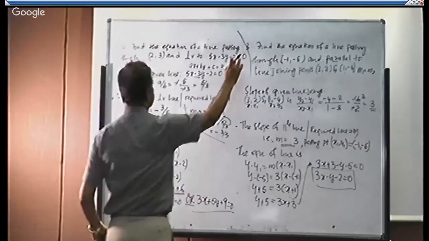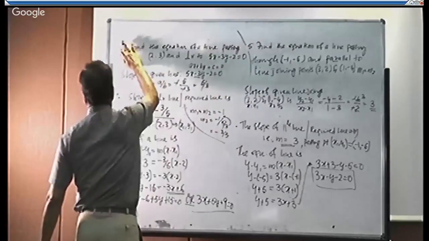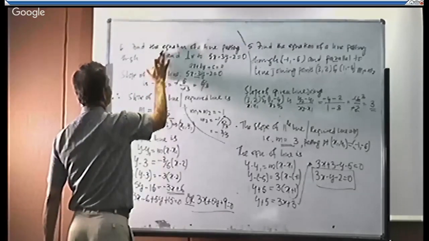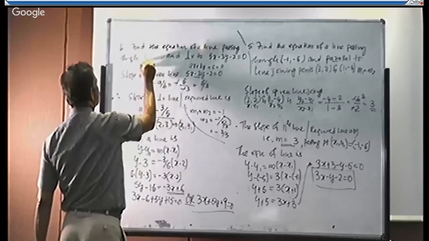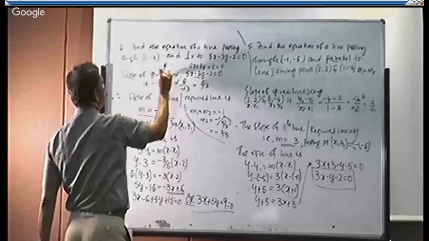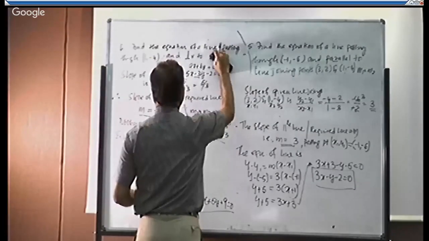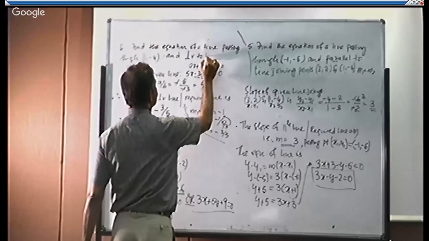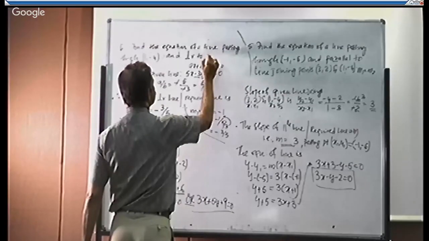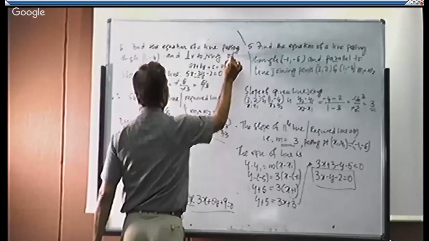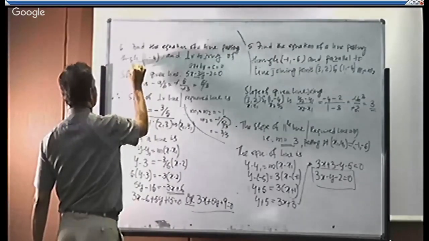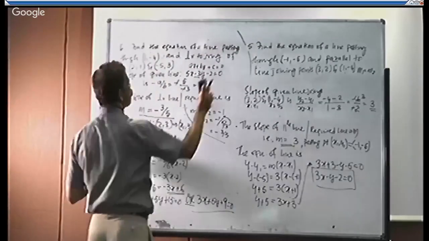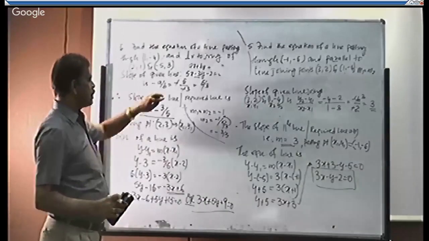Next problem. I'll take the same one, but the only condition is different. Find the equation of the line passing through (1, -4) and perpendicular to, not a given line, but the line joining the points (2, 1) and (-5, 3). See what is the difference?